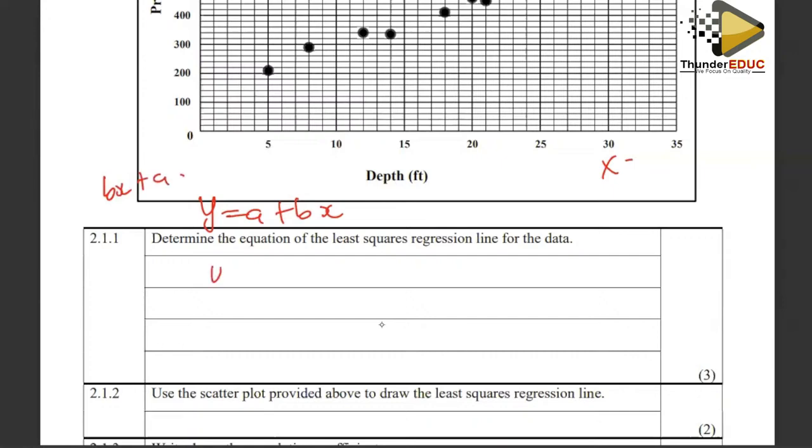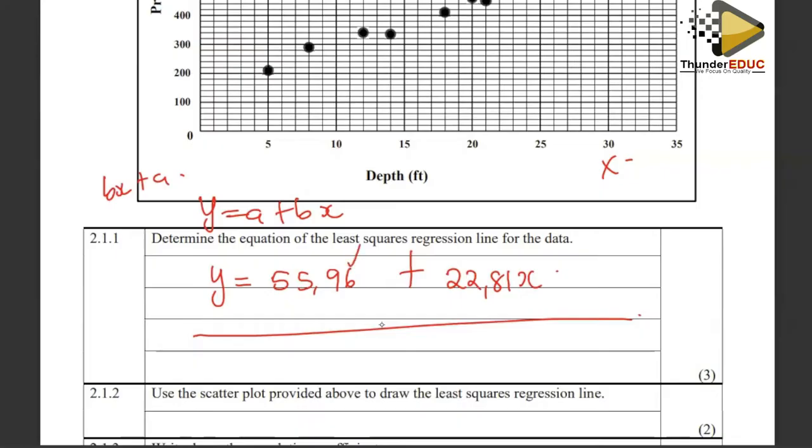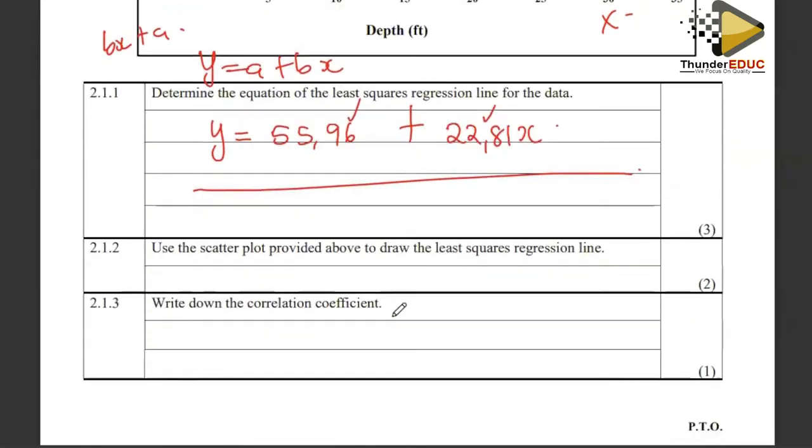So my a that I'm having is 55,96 plus my b is 22,81. Okay, so that is our equation. We'll get a mark for the a, for the b, and then rewriting it in the equation format. All right, then use the scatter plot to draw the line of least square regression.